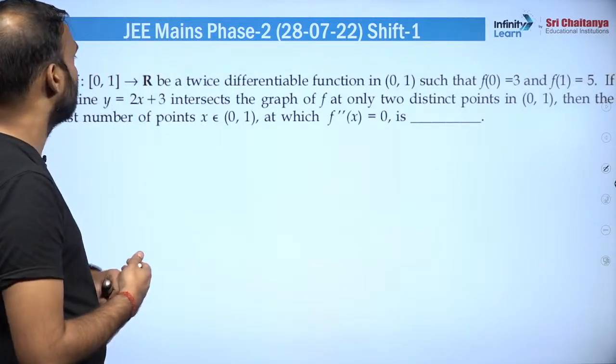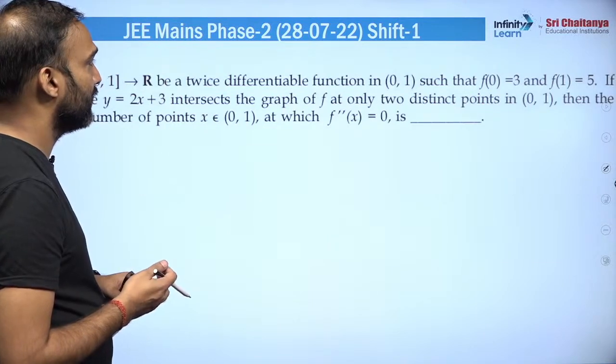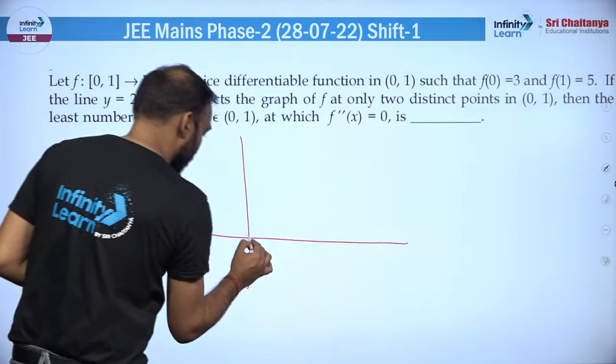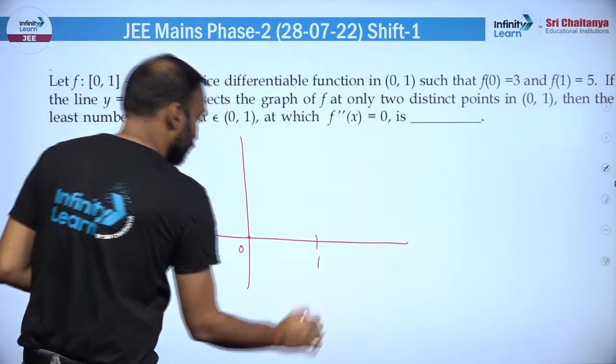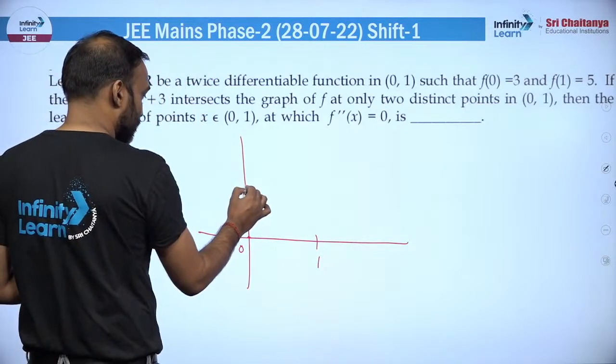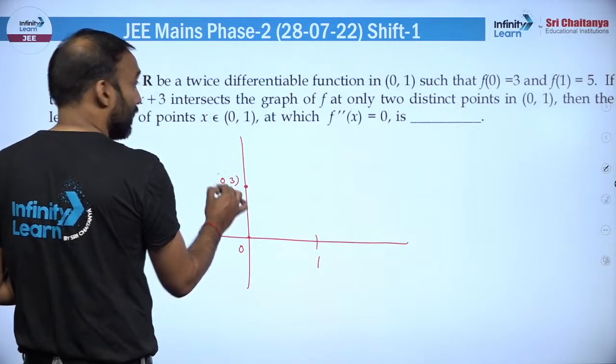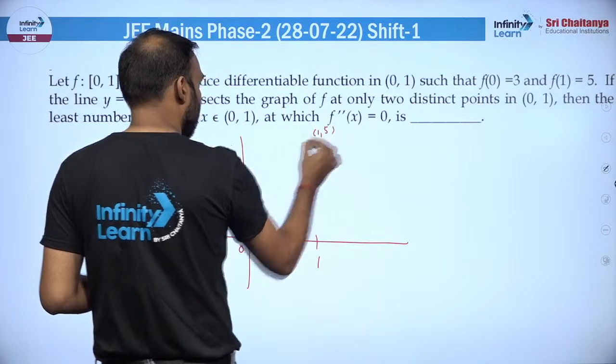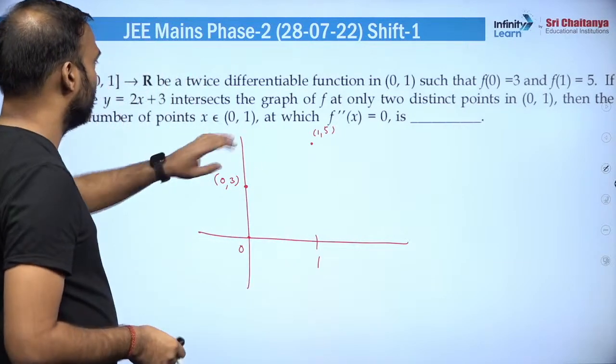Next, a function is given as f(0) is 3 and f(1) is 5. So, a function is defined between 0 and 1. This is 0, this is 1. At 0 this function is at 3, so the point 0, 3, and at 1 this is at 5, so the point 1, 5. So, I know this function is passing through these 2 points.